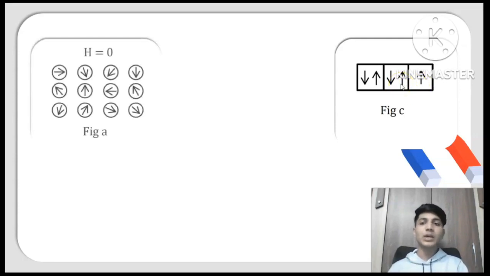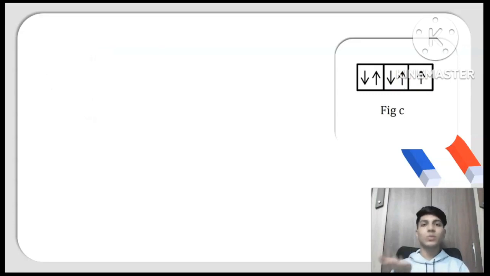But when you talk about gold, for example, you don't talk about just one atom, you talk about an entire crystal which has many atoms in it. So if you have one atom of gold and the magnetic moment is in this direction, there will be another atom of gold which will have a magnetic moment in the opposite direction.